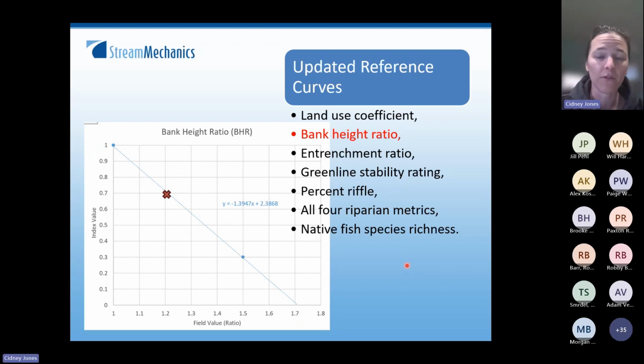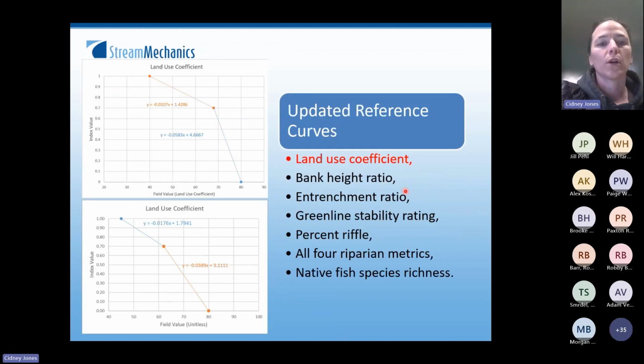So I have a list of the reference curves that have been updated. I have an example pulled out. Some of the changes to reference scoring, like bank height ratio, were pretty easy and simple. This curve only changed because we removed one point that defined the break between functioning and functioning at risk, and it just made a straight curve. Scoring is going to update slightly between version 1 and version 2. Other updates were less straightforward, less simple, but definitely still an improvement.